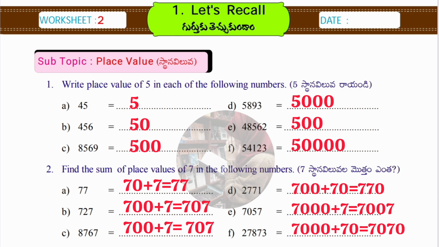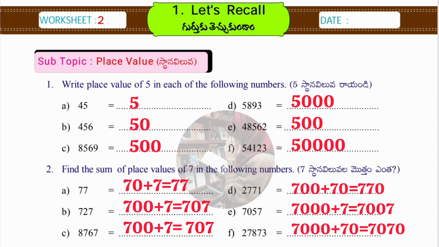So second Roman, let's see. Find the sum of place values of 7 in the following numbers. Here 6 numbers are given in which we have the digit 7. Now what we have to do? We have to sum the place values of 7. Let's see the first one. First one is 77. Here first 7 is in ones place, that is why 7 into 1 is 7, and another 7 is in tens place, that's why 7 into 10 is 70. 70 plus 7 is 77. Okay, got it?